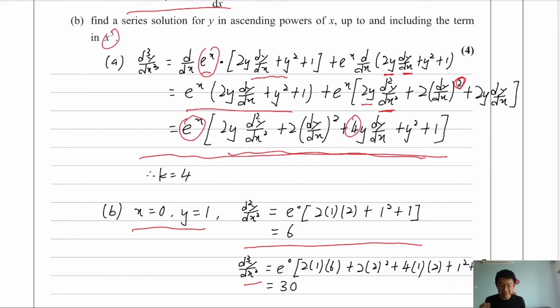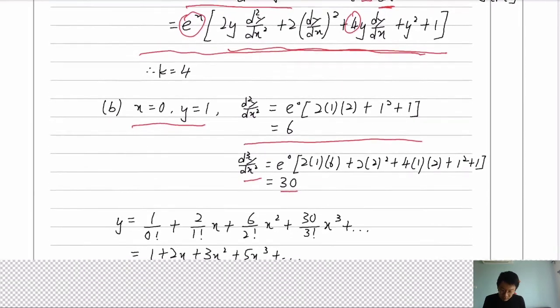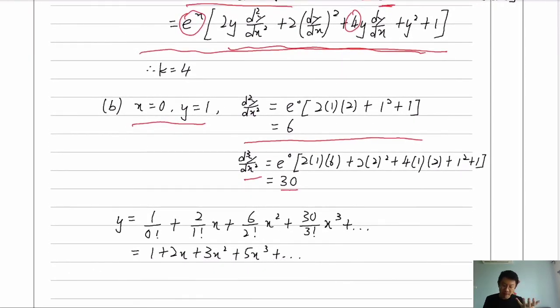For the d cube, it is again substituting all the values in, calculating them carefully, and we will actually get 30 from there. So the series for y is basically just using all the values for y, dy dx, d squared y dx squared, and d cube y dx cube, divided by their factorials, and with the respective power of x. From there, we just have to form the Maclaurin series. So it is not a difficult thing to do, provided that we have done everything carefully and correctly. Alright.